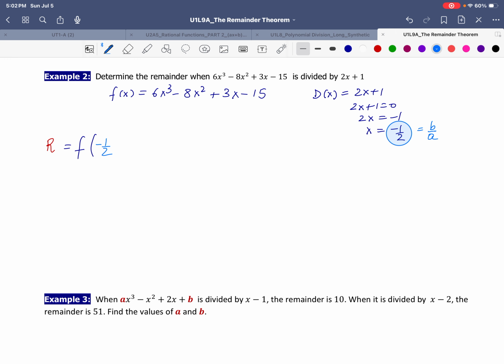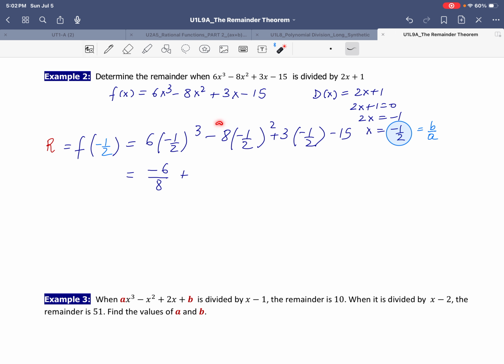Let's be consistent with our colors here. So we have 6, negative 1 over 2 to the power 3, minus 8, negative 1 over 2 to the power 2, plus 3, negative 1 over 2 minus 15. So that would be equal to negative 6 over 8 plus, remember, negative 8 times 1/4, negative 2, plus 3 times negative 1 over 2, minus 3 over 2, and then minus 15.